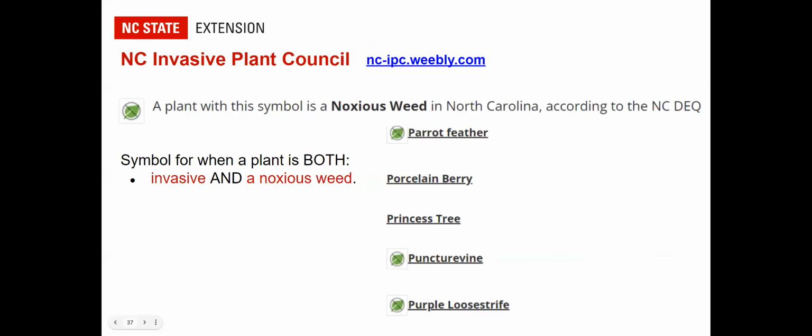And finally, what I liked is that on the main list of their invasive plants, they've started to integrate this symbol, this little leaf with a slash through it. This symbol indicates if the plant is also classified as a noxious weed in North Carolina, according to the North Carolina Department of Environmental Quality, don't quote me on that one. So what's nice is this symbol is now listed on this, so you can see, wow, this particular plant is both considered invasive and a noxious weed.